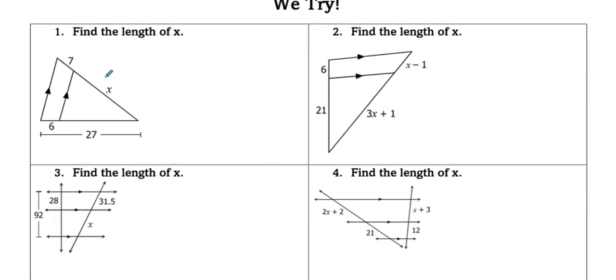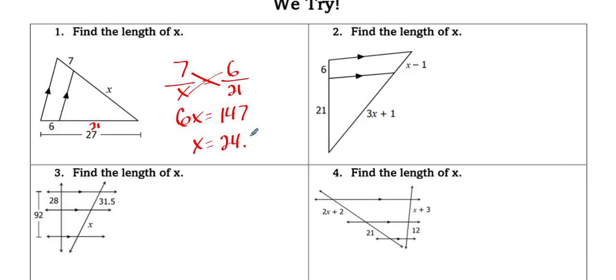Alright, so let's use that. So if I'm comparing on this side 7 over x, on the other side of those parallel lines, really on the other side of the triangle, continued through those parallel lines, we'd have to compare 6 to not the full length there, but just 21. 27 is the entire length, 6 is just that part, so this part's 21. So 7 over x compares to 6 over 21. Then we can cross multiply, get 6x equals 147, and x is 24.5.